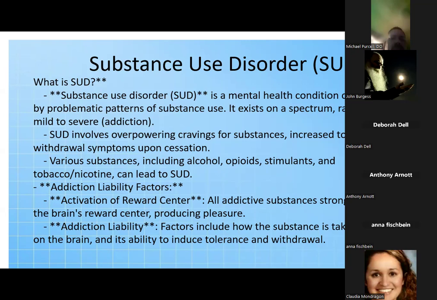So substance use disorder is a mental health condition characterized by a problem of substance use. It exists in a spectrum ranging from mild to severe, which is the addiction. The substance use disorder involves overpowering craving of the substance, increased tolerance, and withdrawal symptoms upon cessation of the drug. That's the problem with opioids.